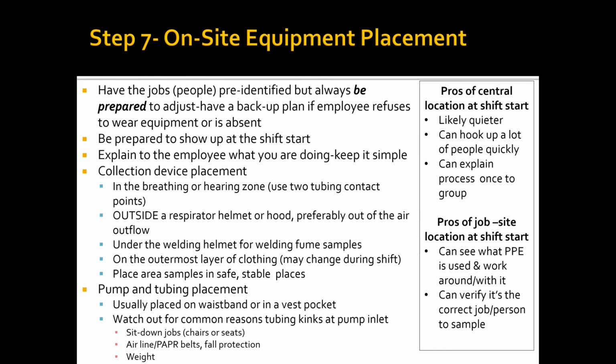Clothing, in weather transition times, or if somebody's working indoors and outdoors, they may be taking jackets or sweatshirts or sweaters on and off. That device has to be on the outermost layer of clothing, which again becomes an important reason why you want to do observations, so that if those things happen, you can readjust where that collection device is. You don't want to sample under the jacket. That's kind of useless. Placing area samples in safe, stable places is always a good idea. Look out for moving equipment and things like that.